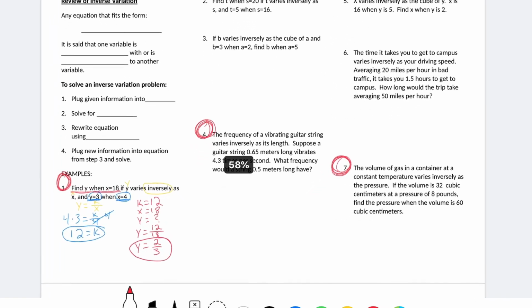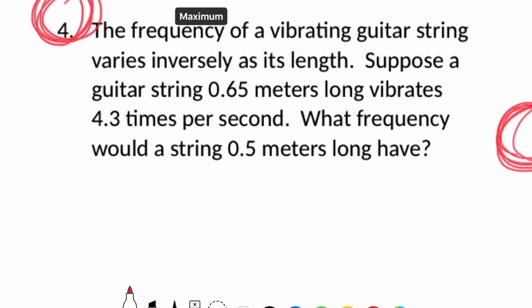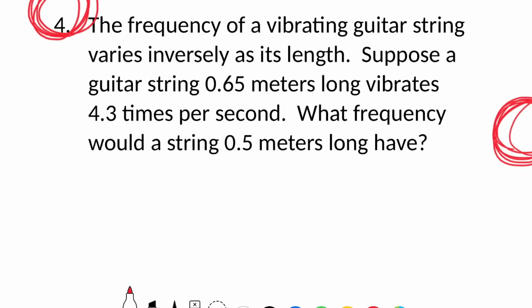Now let's go on. Let's try a harder problem. So same thing, you want to find the words "varies inversely." So here it is. In front of it, we have the frequency of a vibrating guitar string. So that's going to be our y. And then behind it is its length. So that's our x.